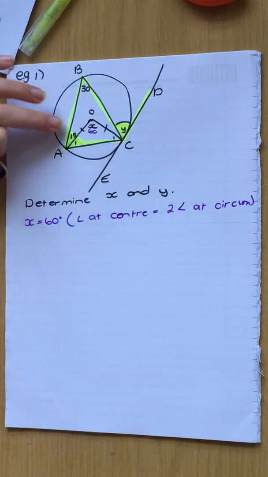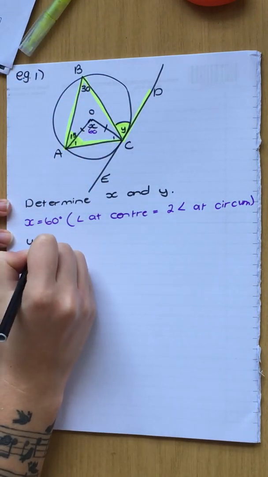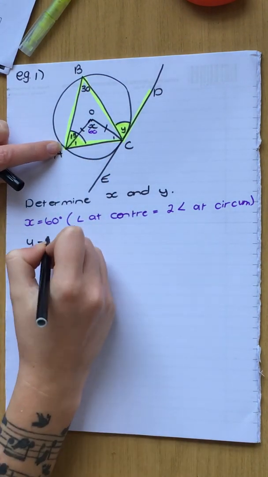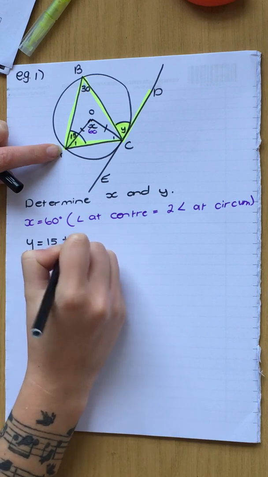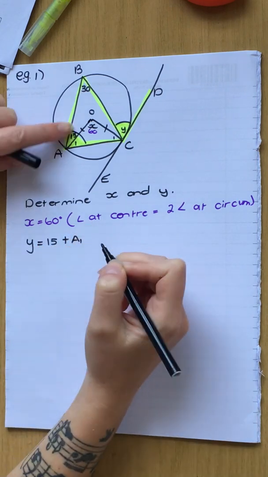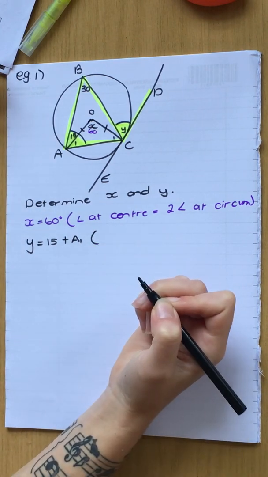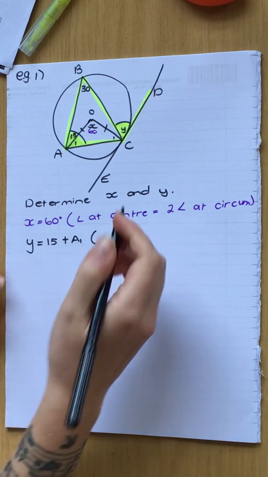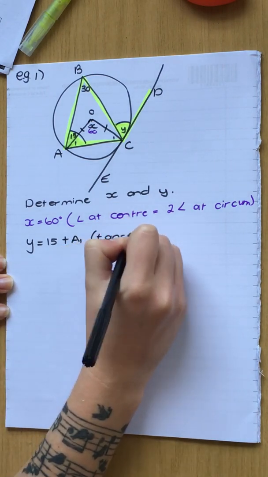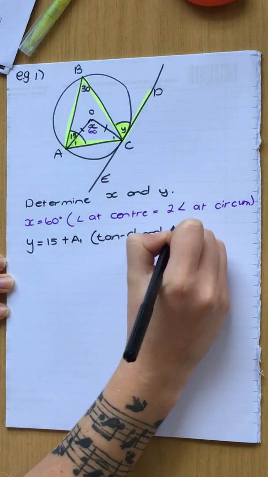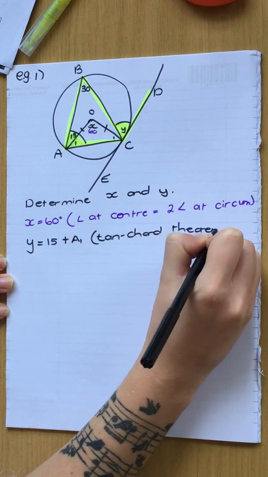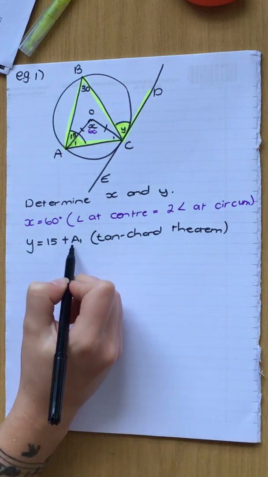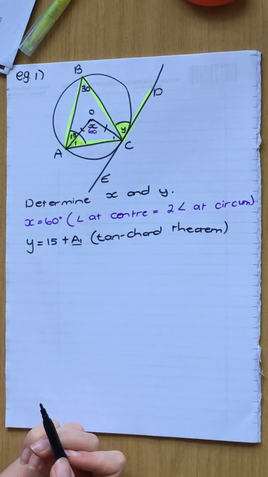All right, so I know that angle Y is equal to this whole angle, right? So it's going to be 15 plus angle A1. I know it's those two added together, and why do I know that? You can either say tan chord theorem or you can say angle between tan and chord. I like using the tan chord theorem reason, I think it's just so stuck in my head. But either one you're allowed to use as your reason. Okay, so now I obviously need to go and find out what A1 is.